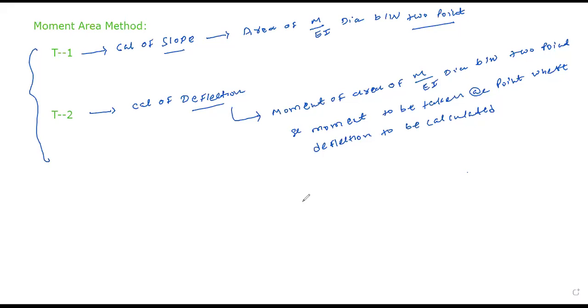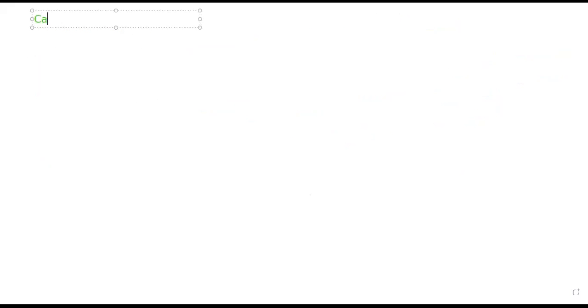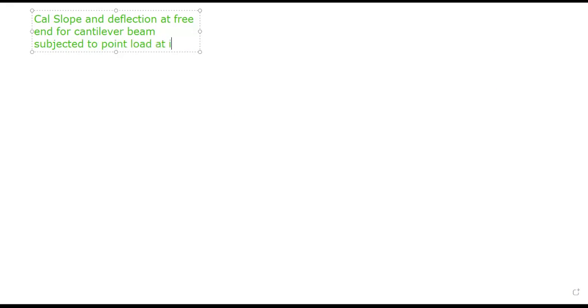So now the example is like this. Calculate slope and deflection at the free end of a cantilever beam subjected to a point load at its free end, having length L. Use the moment area method. Okay, this is the statement of the problem.